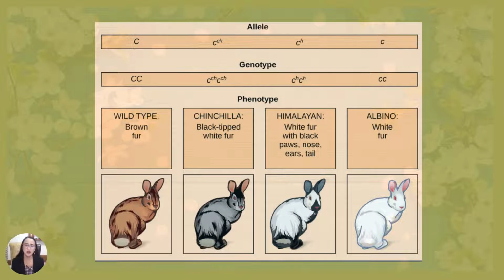So we have here a wild type, which is brown fur, and then we have the chinchilla, which is black-tipped white fur, and the other one is the Himalayan, which is white fur with black paws, nose, ears, and tail. And the other one is the albino, which is white fur. So now let's solve a genetic problem.